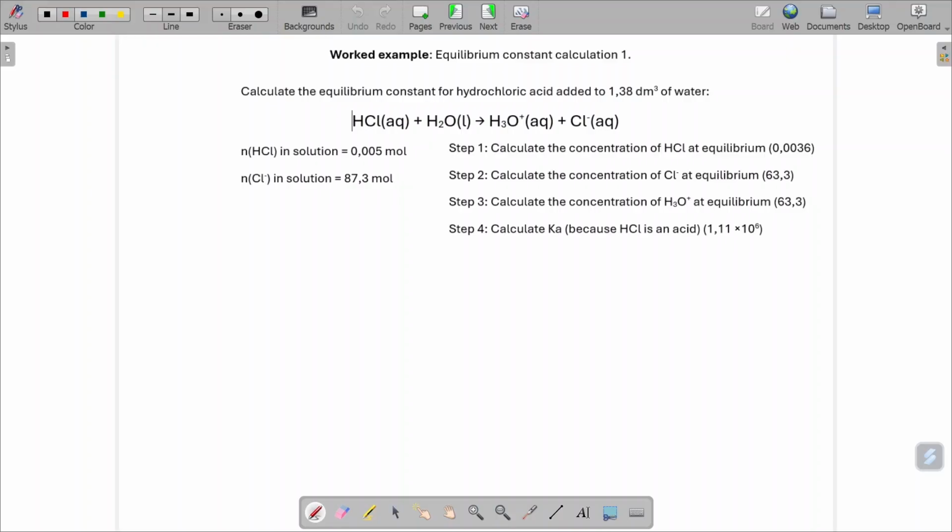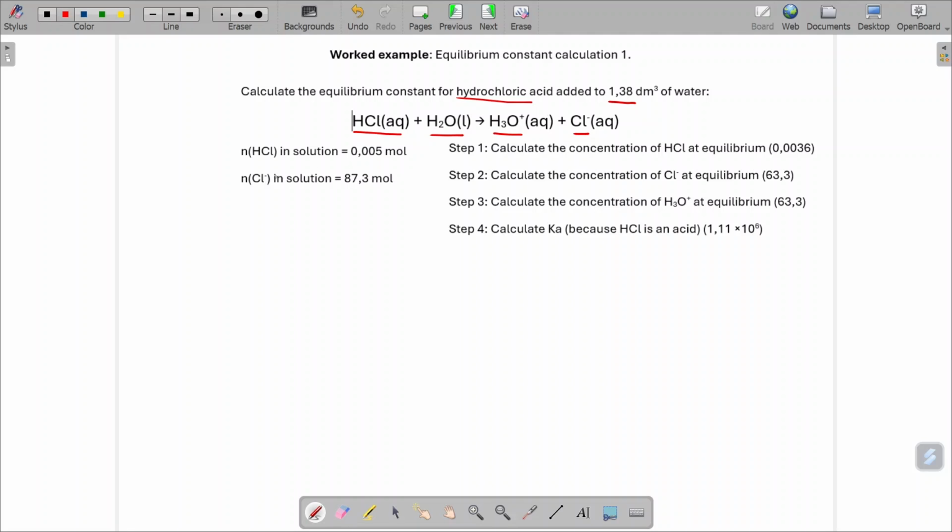Let's do a worked example on calculating the equilibrium constant for an acid or a base. Right, so here we go. Calculate the equilibrium constant for hydrochloric acid added to 1,38 cubic decimeters of water. We look at our reaction here, HCl plus H2O. This is the ionization reaction for HCl. We see that we form hydronium ions and chloride ions.